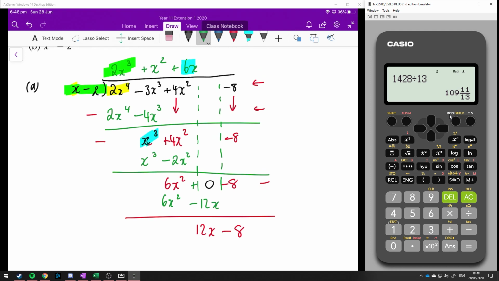So we're going to go 12x divided by x. That's this term here divided by this term here. And that's going to leave us with plus 12.